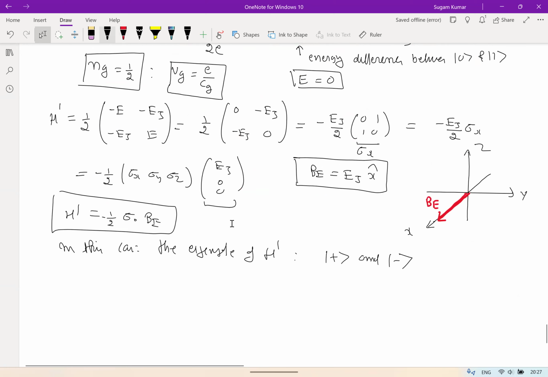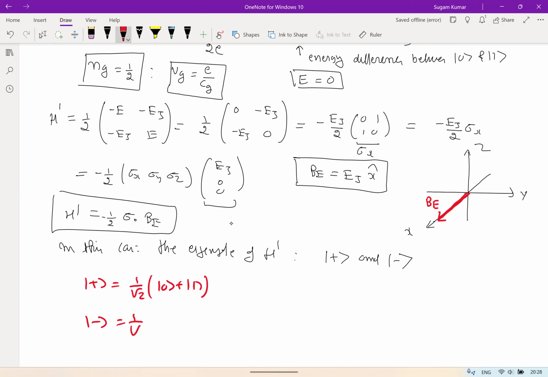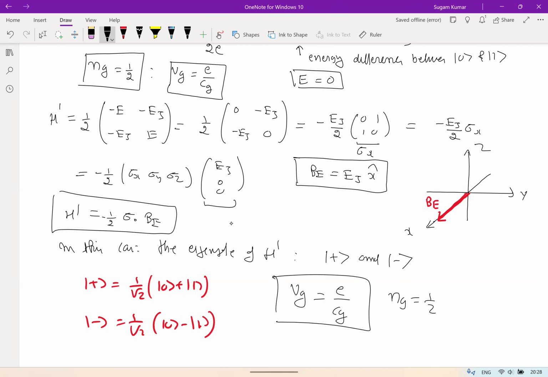It means you have created a superposition state, because plus is nothing but 1 by root 2 (|0> + |1>), or minus is 1 by root 2 (|0> - |1>). So by changing the voltage equal to e upon Cg, you have created Ng equal to half.